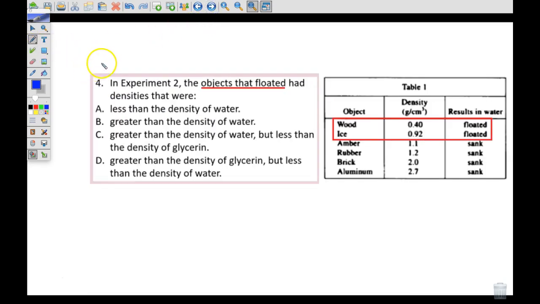Question number 4 asks, in experiment 2, the objects that floated had densities that were what? So looking at experiment 2's data table, which is table 1, the two substances were wood and ice, and they both floated. Their density is 0.4 and 0.92 respectively. These are both less than 1.00 grams per cubic centimeter, which means that A is our correct answer for number 4.